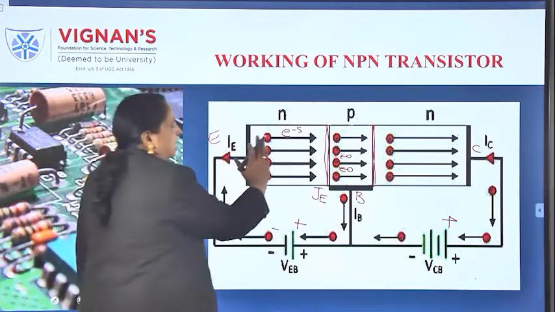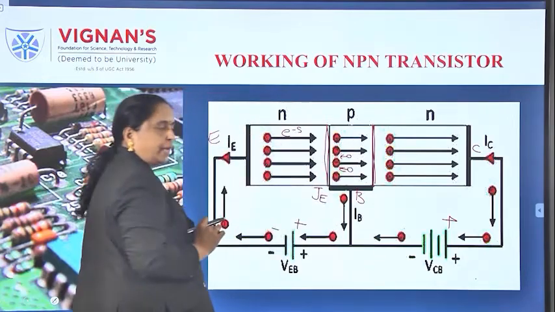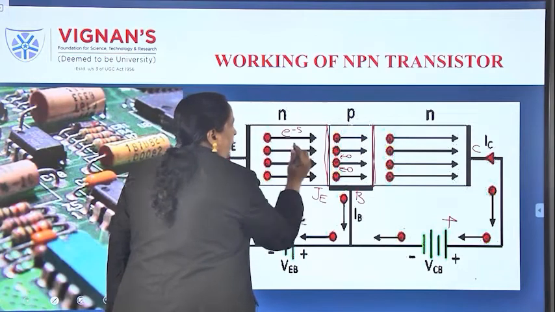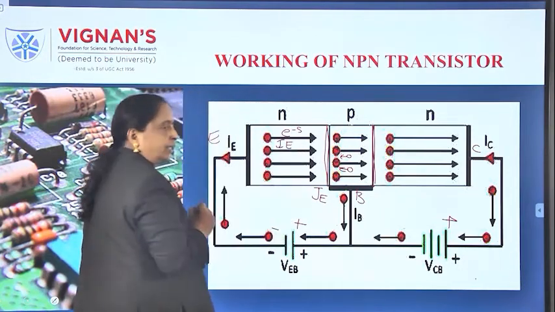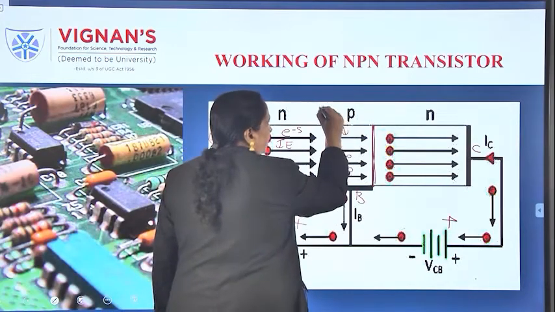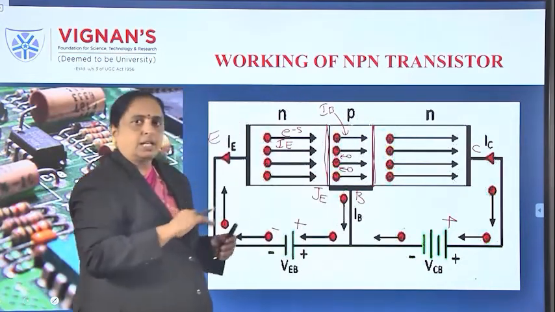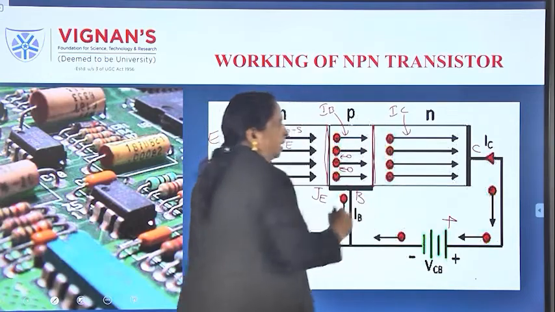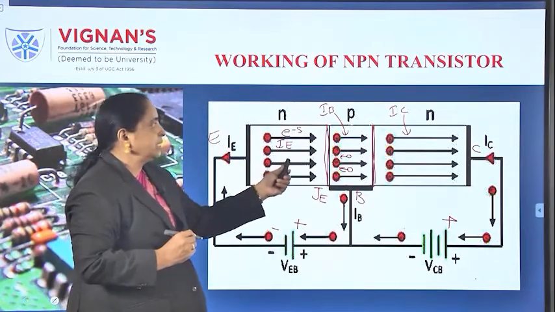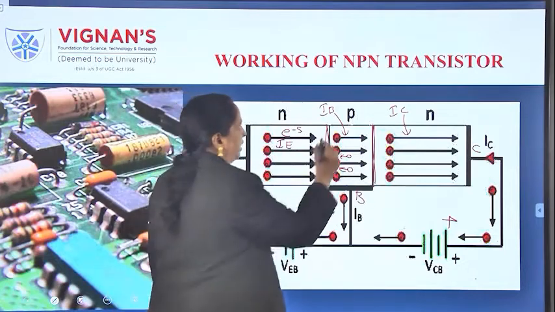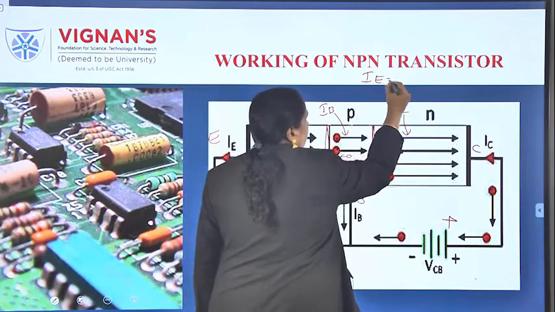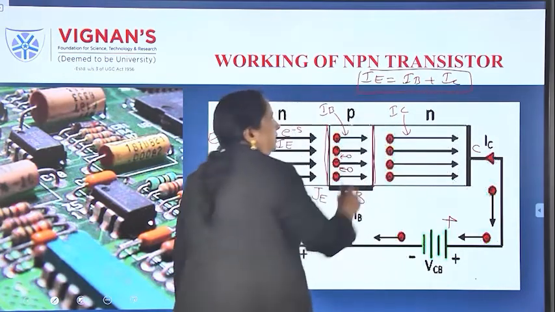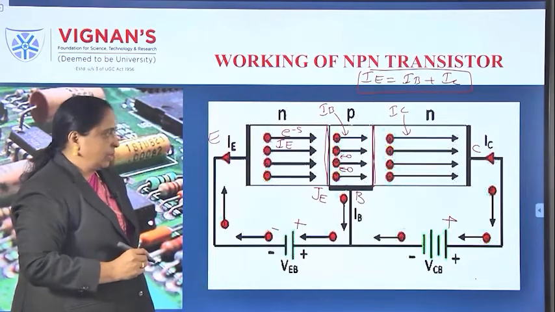directions, and some of the electrons recombine with the holes inside the base region. They will constitute the base current. As electrons are moving from emitter to base, they will constitute the emitter current. The recombination that takes place here is known as the base current. After that, the remaining electrons will enter into the collector, and that will constitute the collector current. Therefore, the emitter current is equal to base current plus collector current. Here also the transistor current IE is equal to IB plus IC. This is known as the transistor current equation.